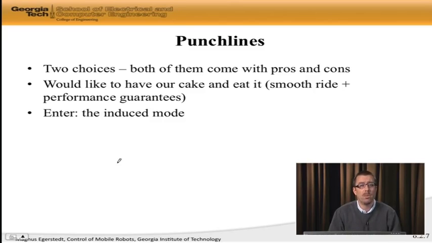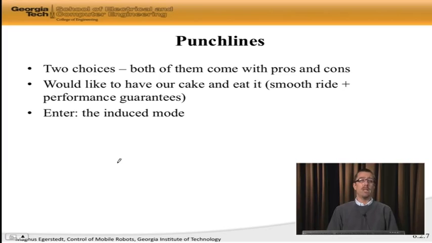So, of course, what we want to do is have our cake and eat it, meaning we want to take what's best with both of them. So we want to get the performance guarantees that the hard switches give us, but the smooth ride that the blending gives us. And the answer to that is, surprisingly enough, going to be this induced sliding mode that we've already talked about. That is going to give us the means by which we can walk and chew gum at the same time, yet somehow guaranteeing that we don't trip over just because we started to chew gum. So in the next lecture, we're going to start approaching this issue.